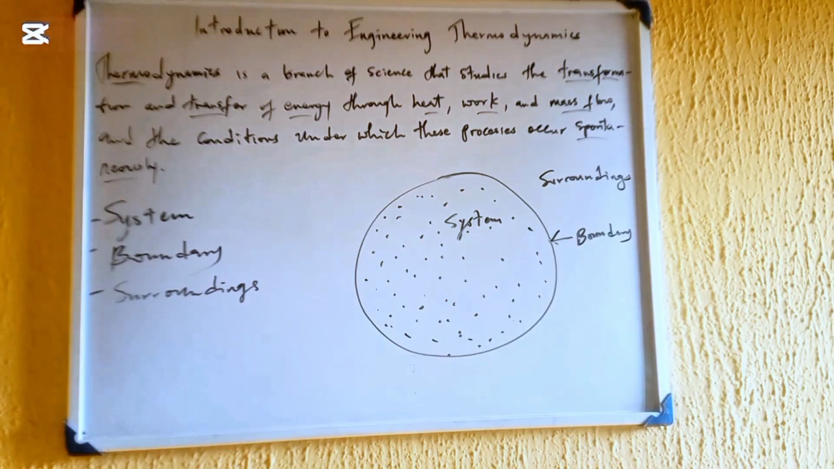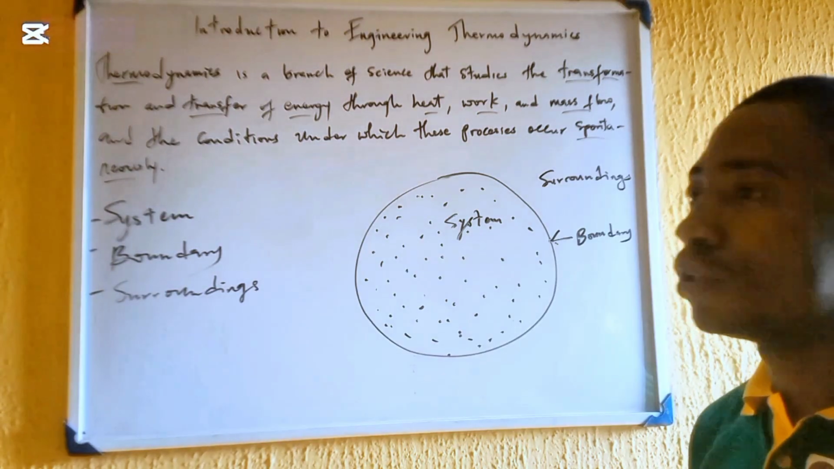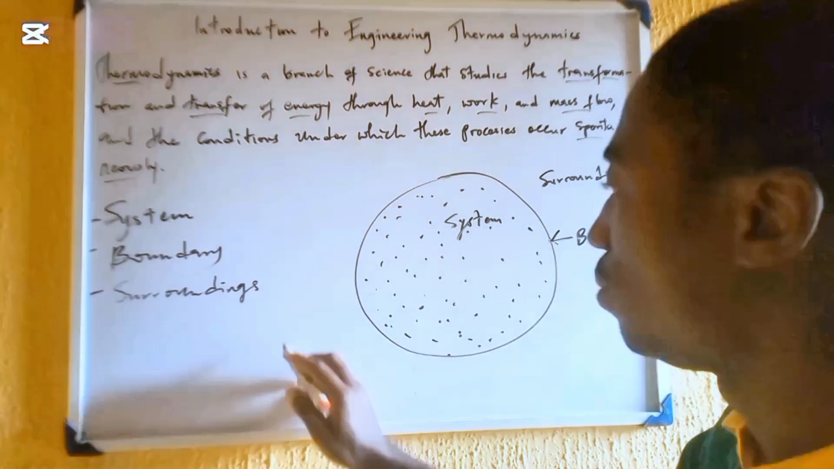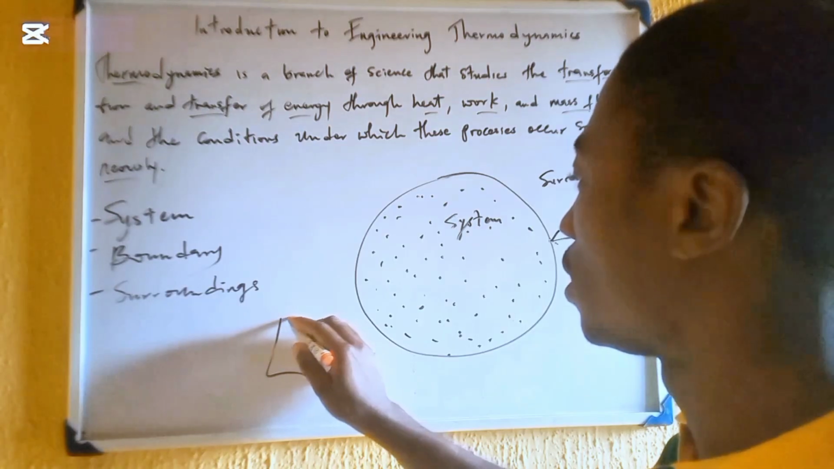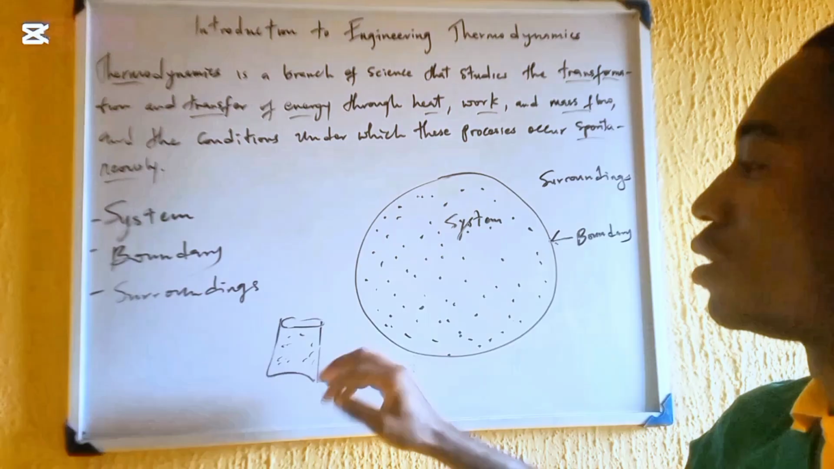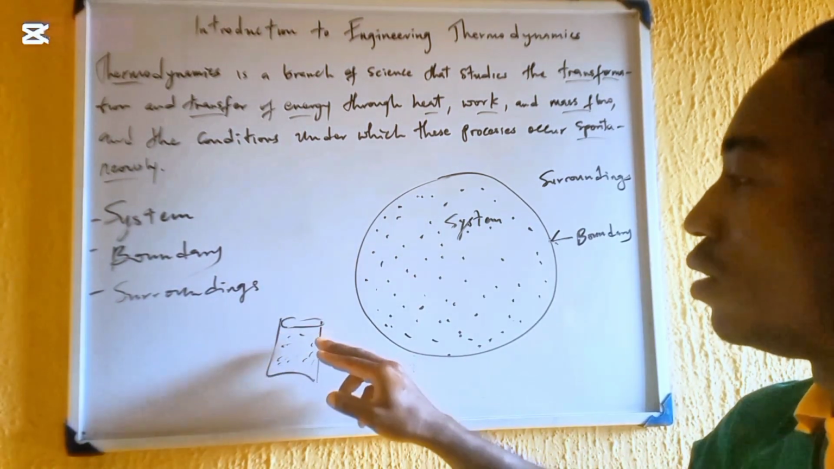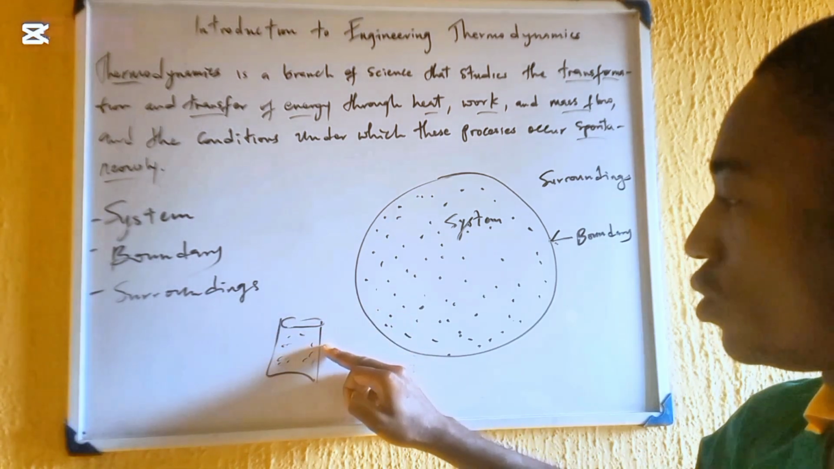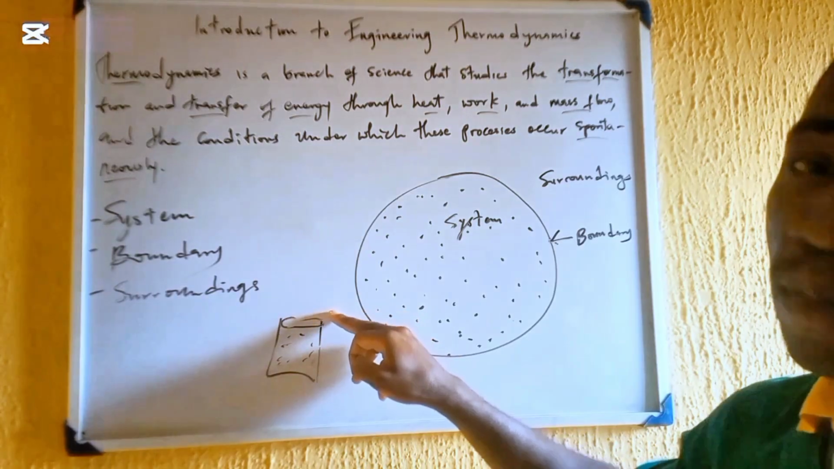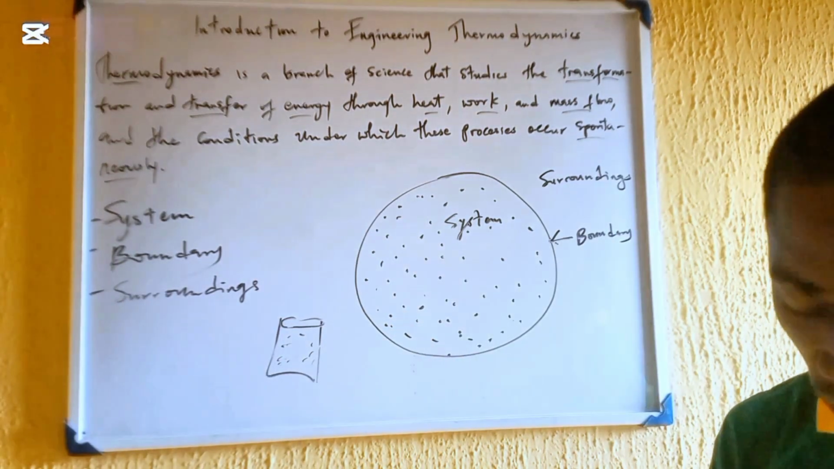Now, a boundary can be fixed or movable. So don't always think that a boundary must be fixed. It can be movable. For instance, you have a piston cylinder assembly. So the piston is moving within the cylinder, meaning that what? The boundary increases and what? Decreases. This is the boundary. So when the piston goes to this position, the boundary of course has decreased. When it goes back to the initial position, it has increased. So a boundary can be fixed. A boundary can be movable.